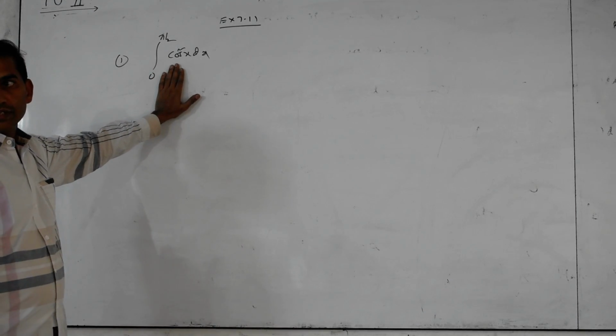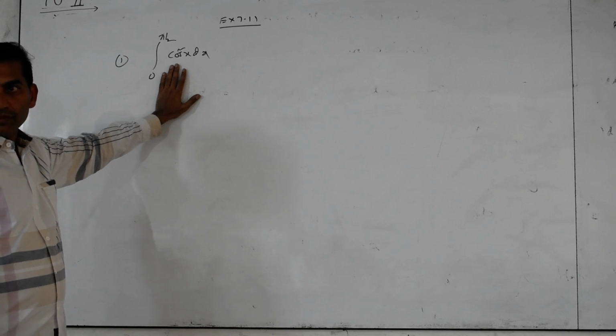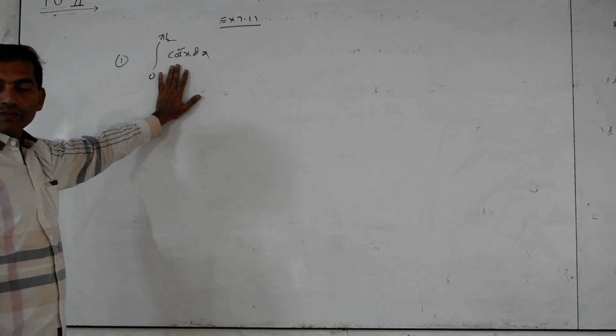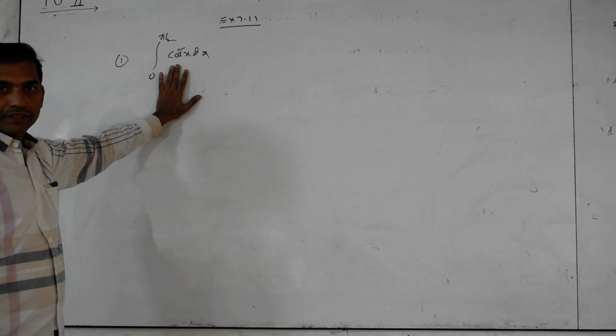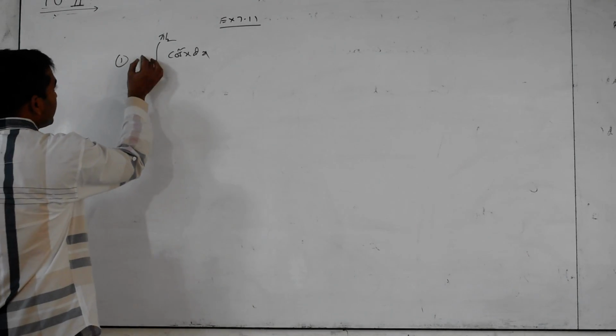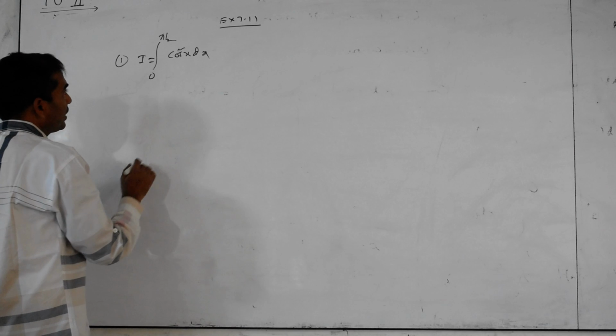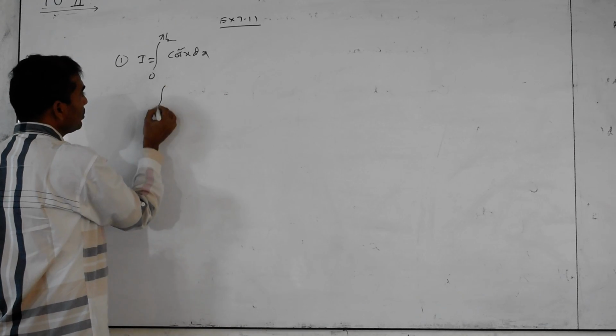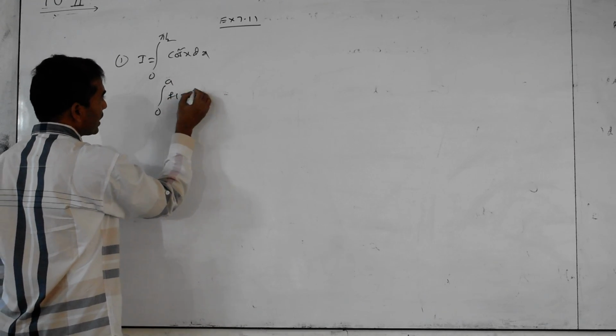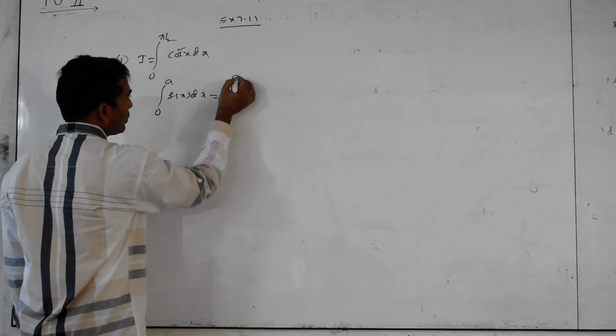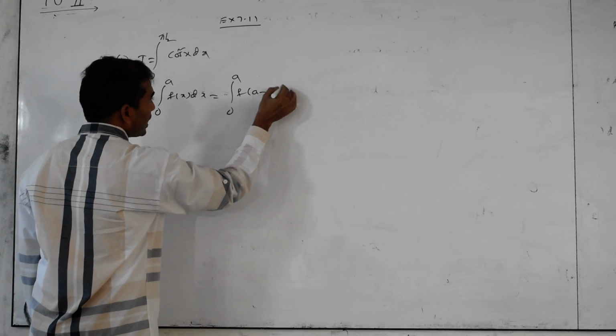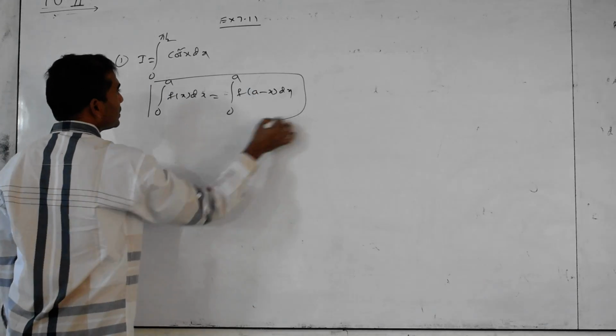Cos square x equal to 1 plus cos 2x by 2. By that we also can find, but they have given by using properties. Let this integral be I. Which property do we have to use? Integration 0 to a f of x dx equal to 0 to a f of a minus x dx.